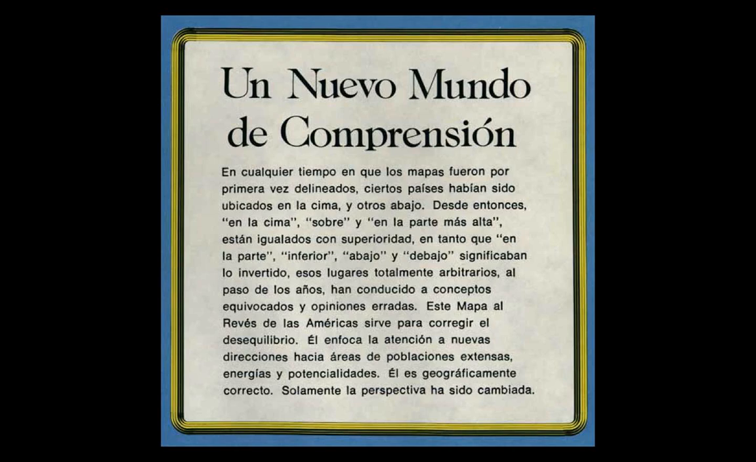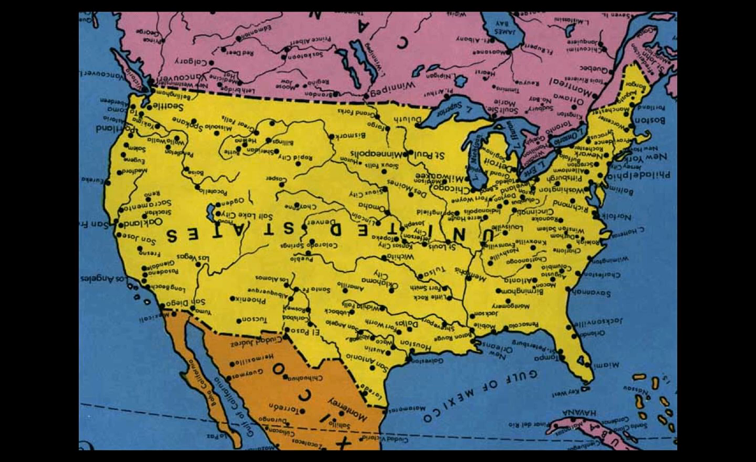These totally arbitrary placements throughout the years have given us false, wrong opinions. This map that you're about to see, that is called Turnabout Map of the Americas, serves to correct this disequilibrium. This map will focus attention on new directions toward areas of extensive populations, energies, and potentialities. It is geographically, and I will add scientifically correct, only the perspective has been changed.